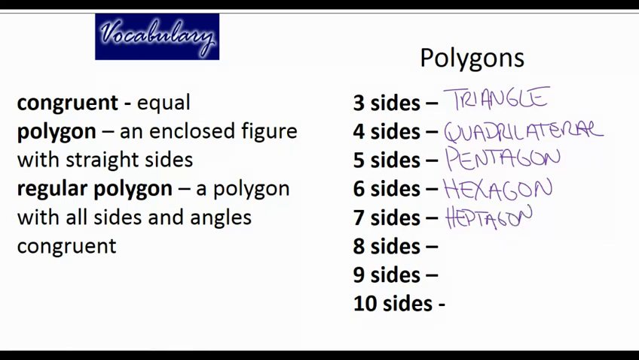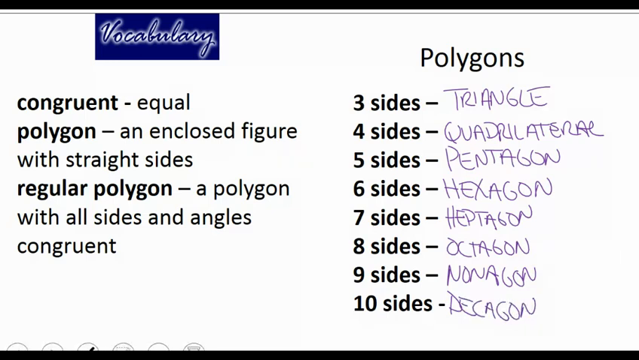An eight-sided figure is an octagon. A nine-sided polygon is a nonagon. So that one's pretty easy to remember. And finally, a 10-sided is a decagon, because deca means 10. Think about a decade is 10 years.